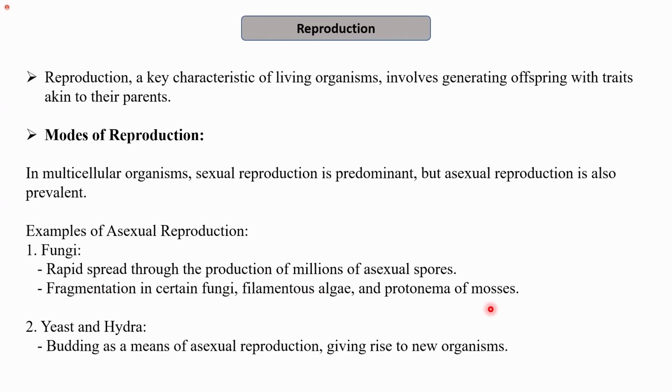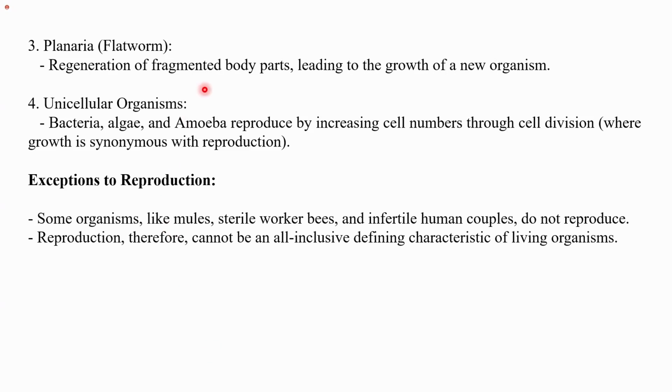There are also different types of asexual reproduction. In yeast and hydra, another mode of asexual reproduction is budding. So budding is a means of asexual reproduction that gives rise to new organisms. Now there is another kind of reproduction, which is regeneration of fragmented body parts that leads to the growth of a new organism. There is an organism, planaria, also known as flatworm. It regenerates through fragmented body parts, thus leading to the growth of new organisms.